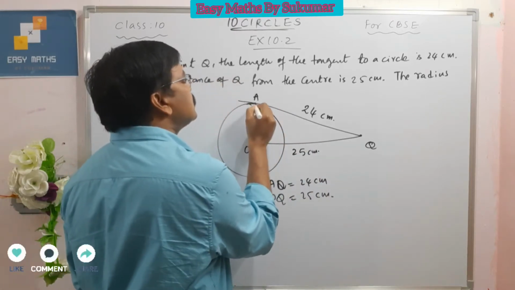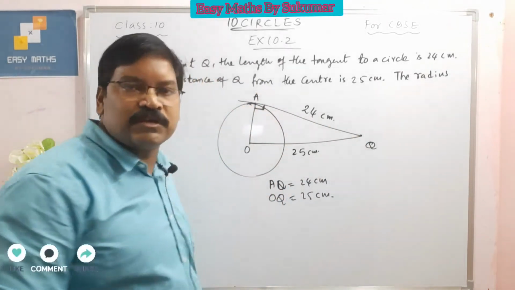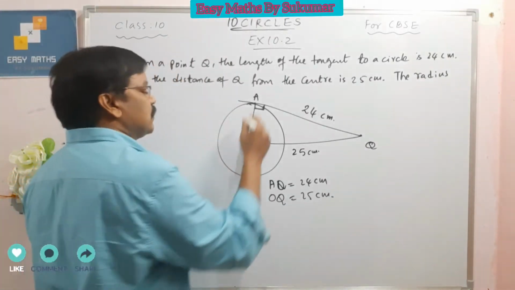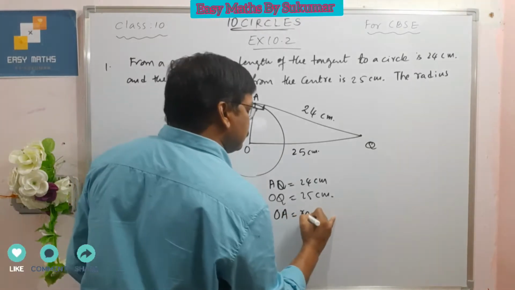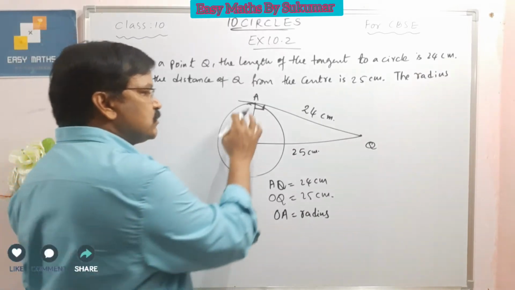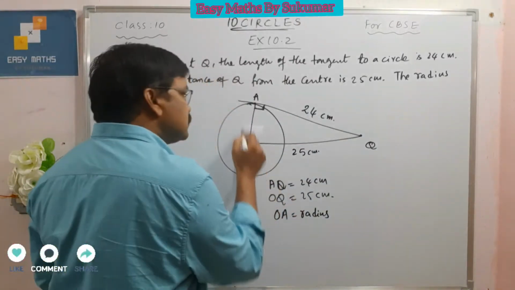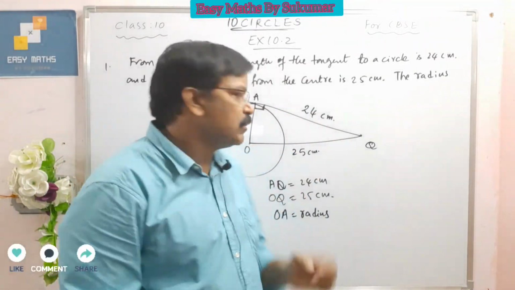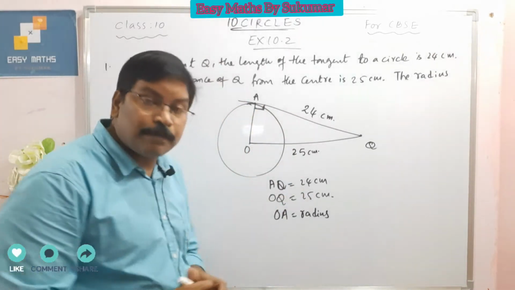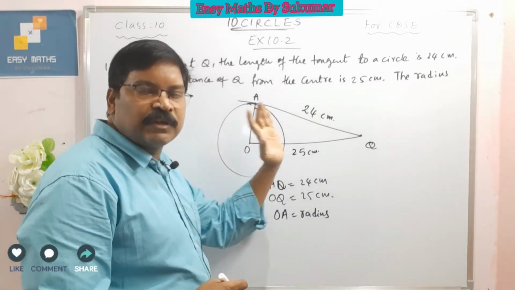See, my dear students, the angle between this tangent and the radius at the point of contact is 90 degrees according to theorem 10.1. Now we have to find the radius of the circle. So OA is the radius here. This triangle OAQ is a right angle triangle. Why? Since angle OAQ is 90 degrees, triangle OAQ is a right angle triangle. So we can apply the Pythagoras theorem.